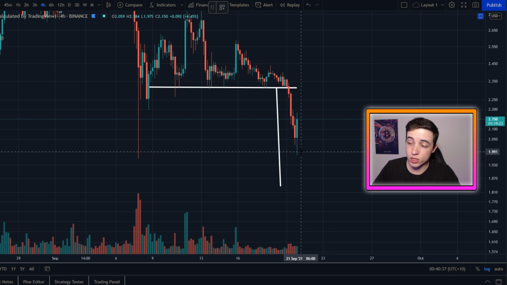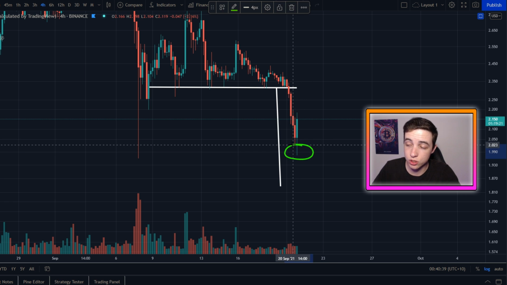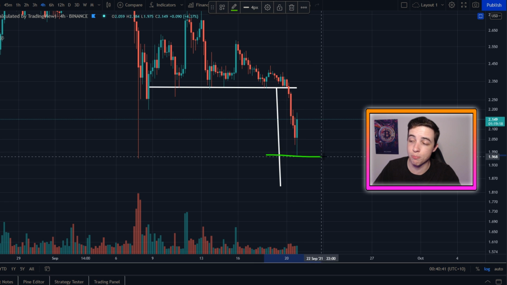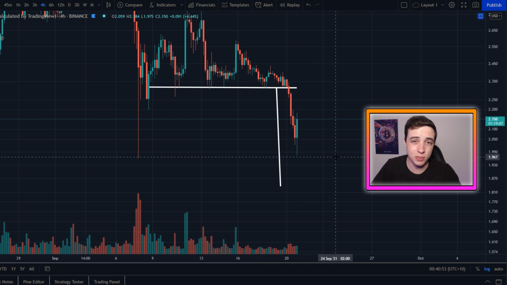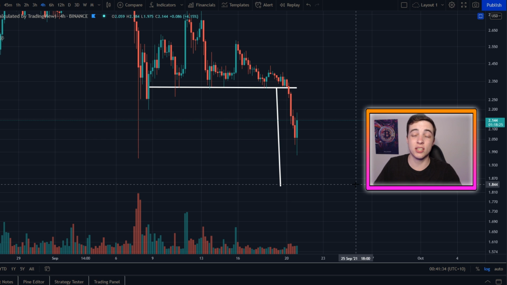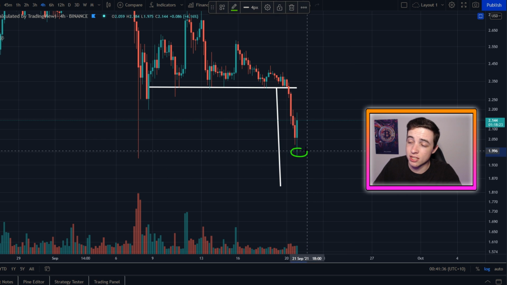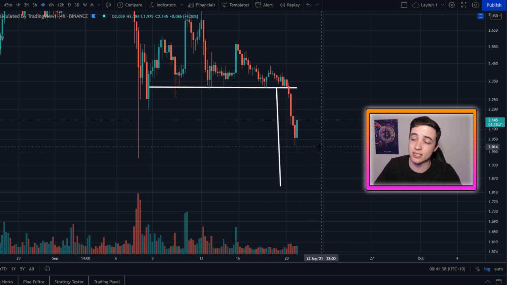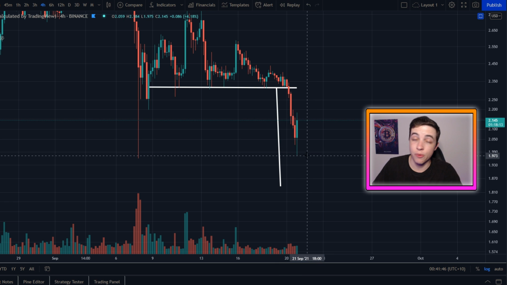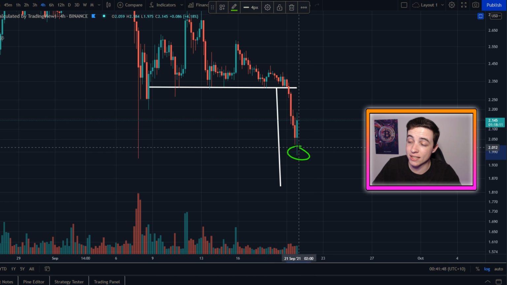But so far, of course, we've found some support along $2, which is psychological support for Cardano. And a psychological support level basically just means that a lot of traders and investors out there are looking at $2 just because it's a round number. So the fact that $2 is a round number, there's usually a lot of orders in the order books that simply gravitate towards that level, which is once again why we have seen a bounce along $2.